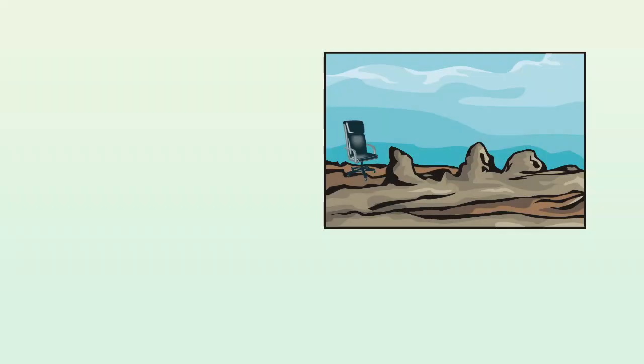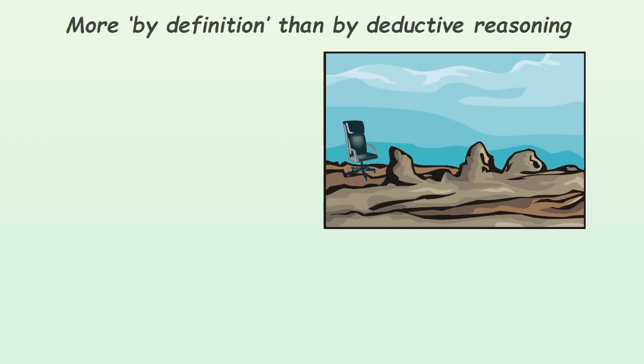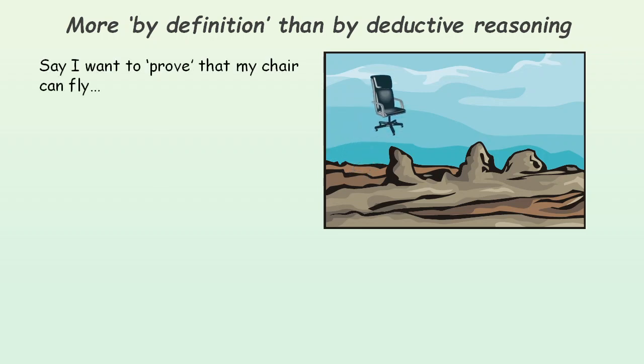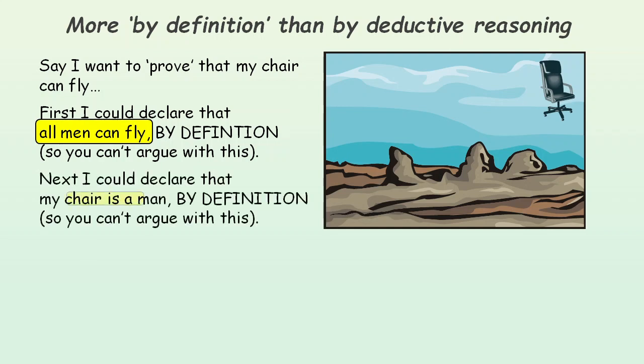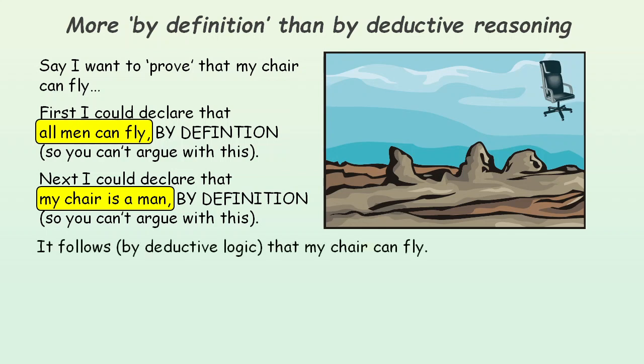If you're not a mathematician, then you might be surprised to hear that definitions or axioms don't need to be valid, because they are deemed to be true by definition. And so if I want to prove that my chair can fly, I could declare that, by definition, all men can fly. And also by definition, my chair is a man. It then follows that my chair can fly. Obviously here, I have defined my way to the answer that I want to achieve.